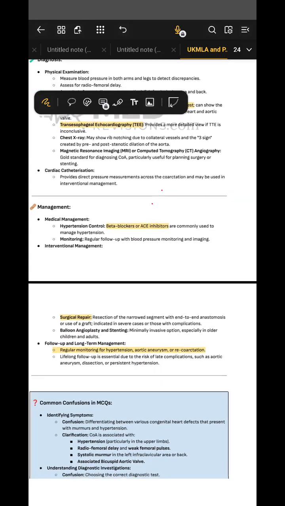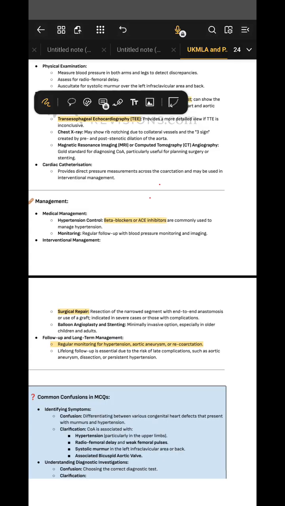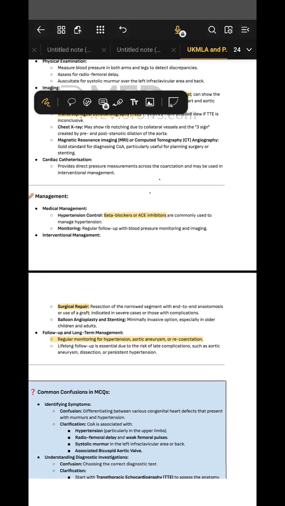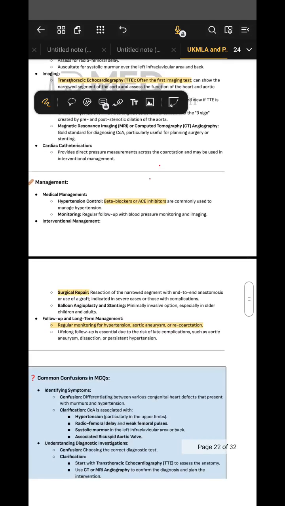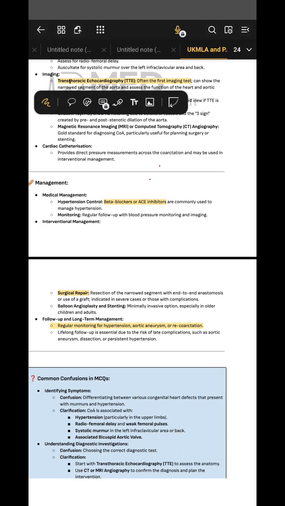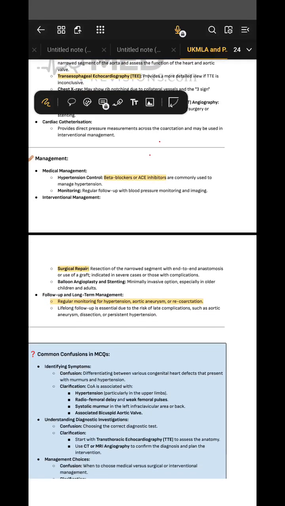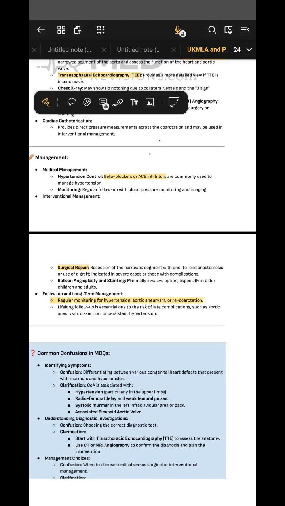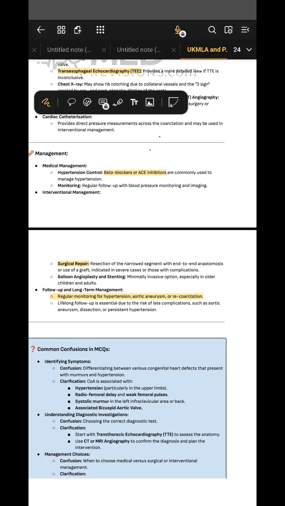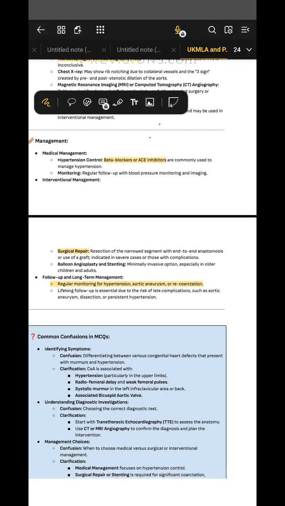inconclusive. Chest X-ray may show the three signs, as I said earlier: rib notching from collateral vessels, and pre- and post-stenotic dilation of the aorta. MRI is the investigation of choice, the gold standard for diagnosis, useful for planning surgery or stenting. Cardiac catheterization provides direct pressure measurement across the coarctation and may be used in interventional management.